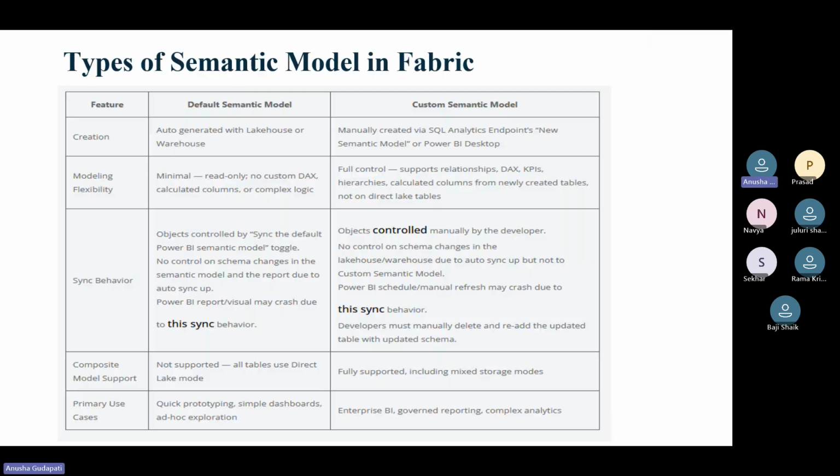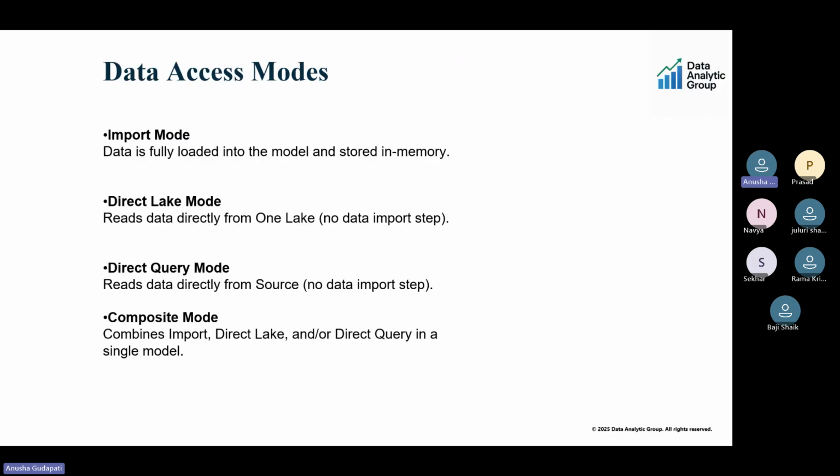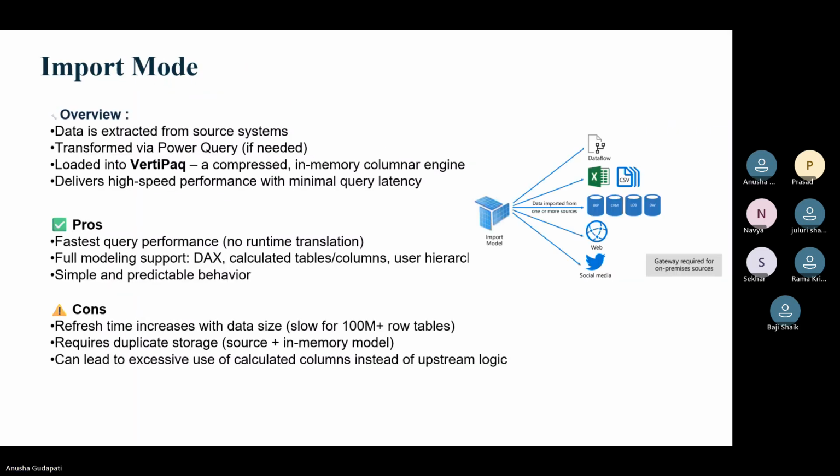So for a basic foundation of understanding what a semantic model is, we need to understand what are the types of data access modes that come up in the semantic model. Primarily you have your import mode, direct lake mode, direct query mode, and composite mode. So let's see what happens in your import mode. In the import mode, your data is physically loaded into this semantic model and stored inside the Power BI dataset.